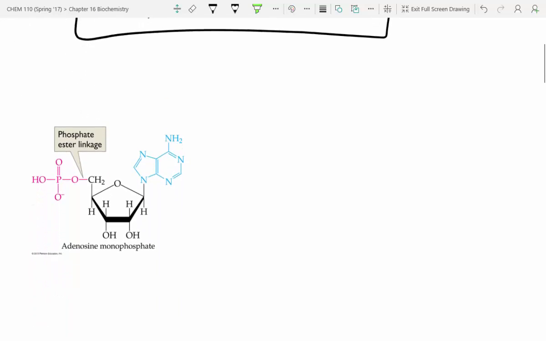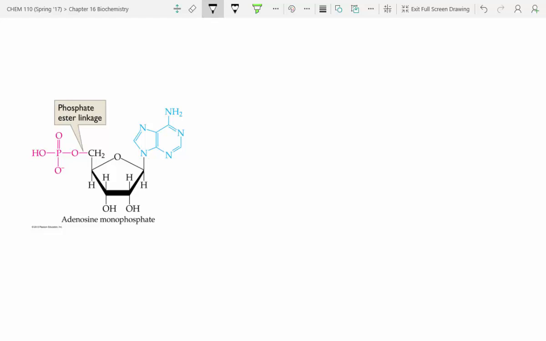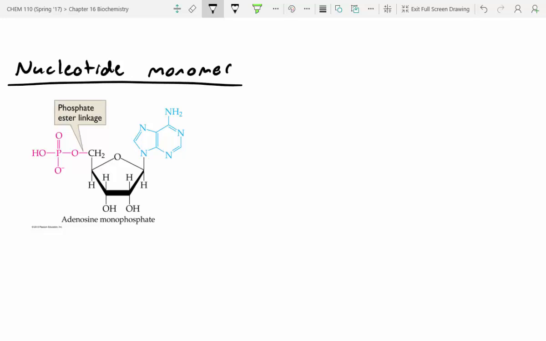So let's take a look at a simple nucleotide. And these are essentially our monomers. So DNA is made up of a bunch of nucleotides all linked together. And they've got three main components in them. They've got this phosphate head. And this is essentially going to be one of our main components of the backbone of DNA and RNA.